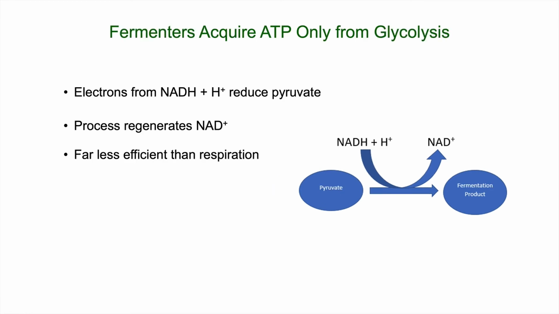Okay. Again, fermenters are only getting ATP from glycolysis, 2 ATP at a time, but they can't let pyruvate accumulate. So they convert the pyruvate back into a fermentation product, and that way they can keep going through glycolysis. Now, this is way less efficient than respiration. Okay, way less efficient, but it allows them to keep going.